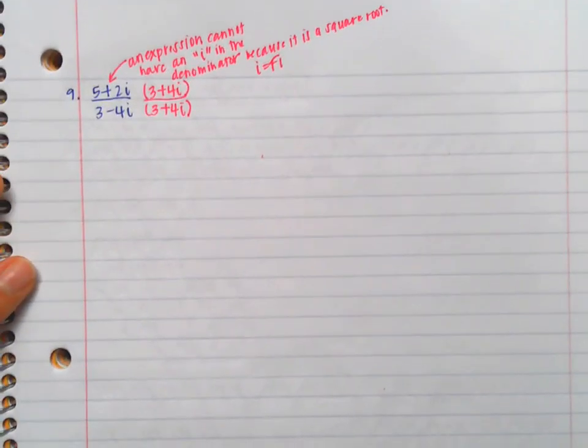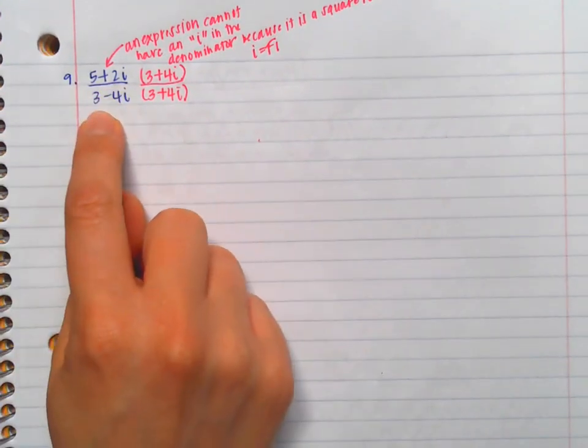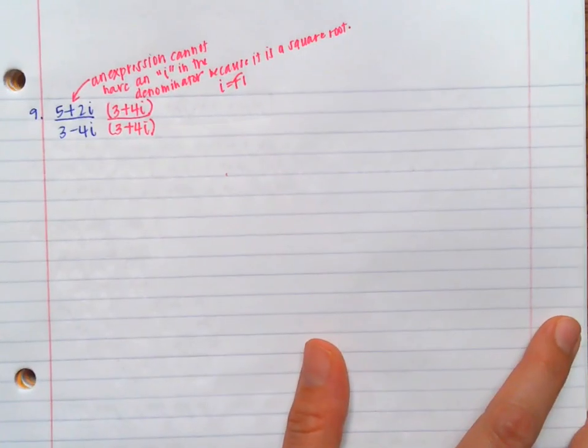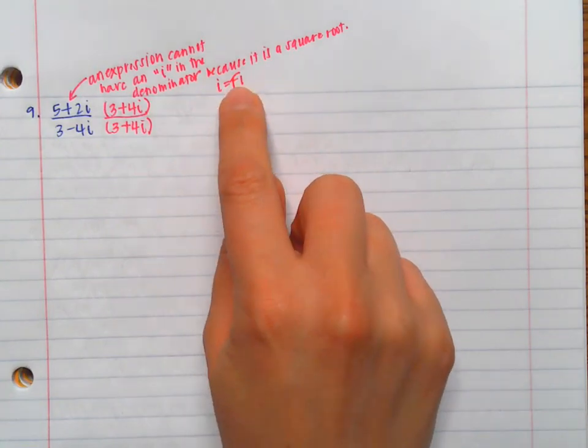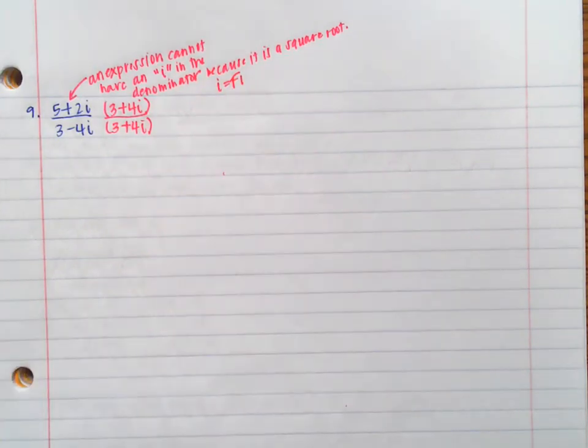Okay, so I had started 5 plus 2i over 3 minus 4i. Now, it's really similar to rationalizing the denominator. So when we have an i in the denominator, essentially that is a square root in the denominator. And as we know from our prior units, we cannot have a square root in the denominator, so we have to rationalize it. An expression cannot have an i in the denominator because it is a square root. i is the same as the square root of -1.